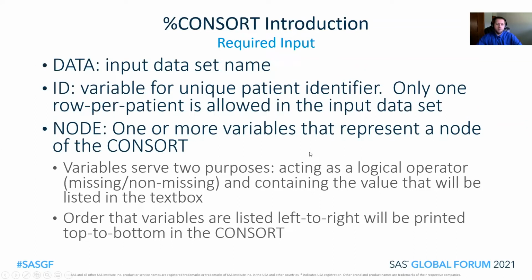There are only 3 required inputs: the dataset name, and an ID variable for a unique patient identifier. You can only have 1 row per patient in the input dataset. A node is 1 or more variables that represent a node of the consort. These variables serve 2 purposes. They act like a logical operator to show missing or non-missing for that node, and they also contain the value that will be printed into the text box. The order these variables are listed left to right will be how they are printed top to bottom in the consort.